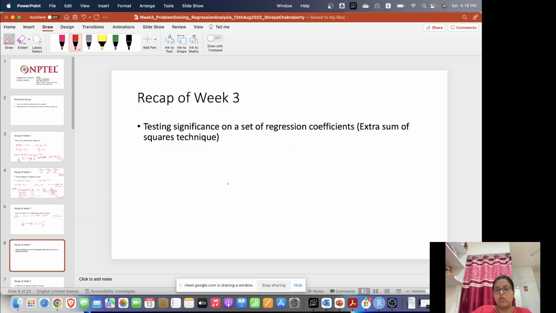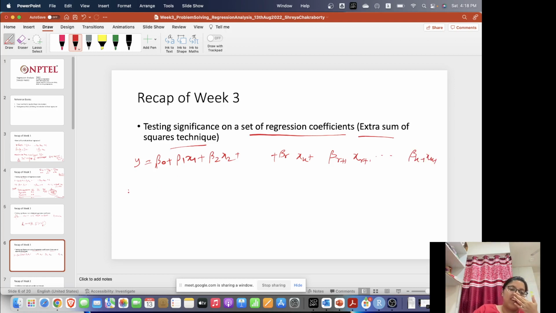And then we also saw how this extra sum of squares technique can come in handy when we have to test a set of regression coefficients. So let's say in this model, plus beta r x r plus beta r plus 1 x r plus 1 to beta k minus 1 x k minus 1, something like this we have. So if our H naught is, let's say, the first r betas, this is 0.